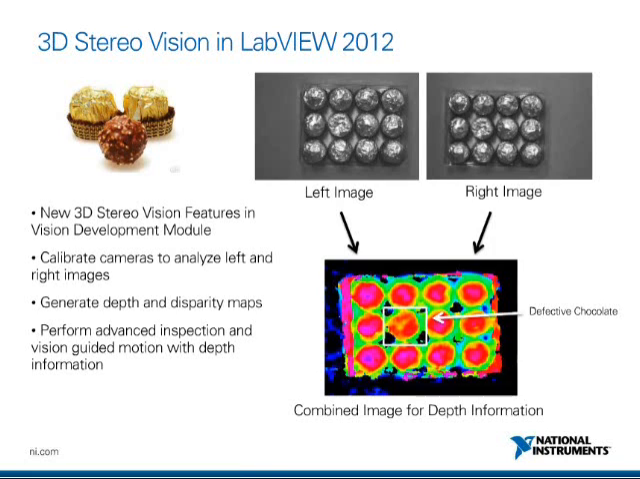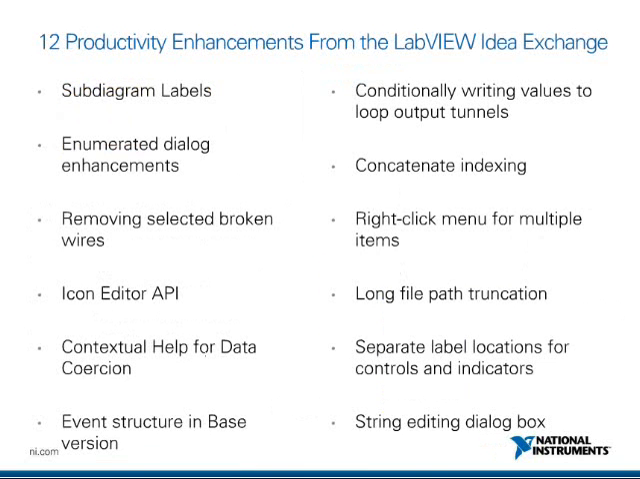Another highlight in LabVIEW 2012 is the 3D stereo vision features and analysis capabilities. These make it possible to calculate depth information by combining multiple images, which is especially useful in vision inspection applications to find any abnormalities in the surface of a three-dimensional object. The example on this slide illustrates how two images can be combined to detect a defect that exceeds specifications, which, in this case, ensures that you aren't shipping any chocolates that have been deformed.